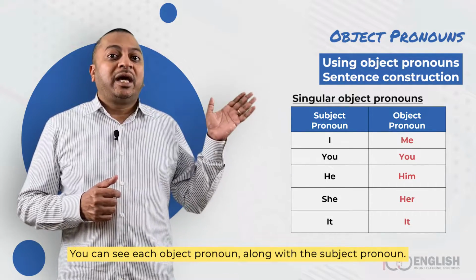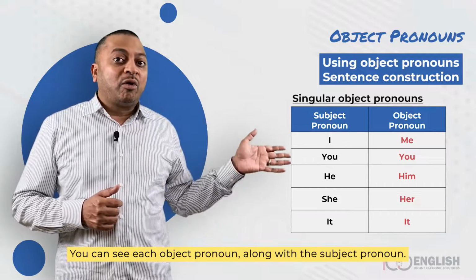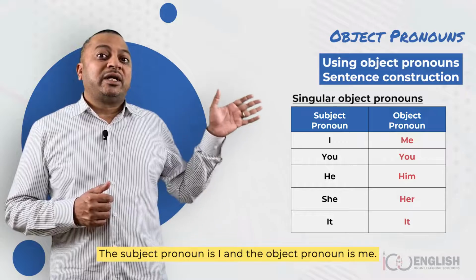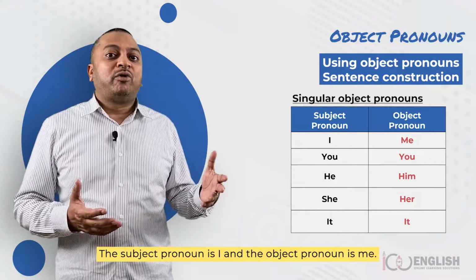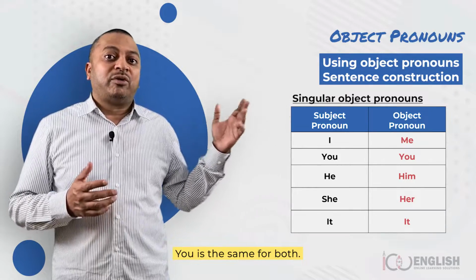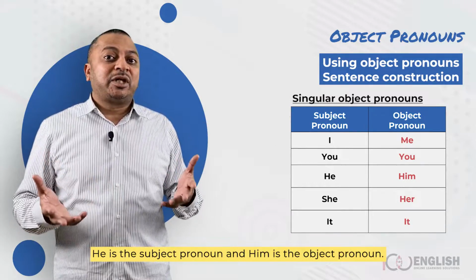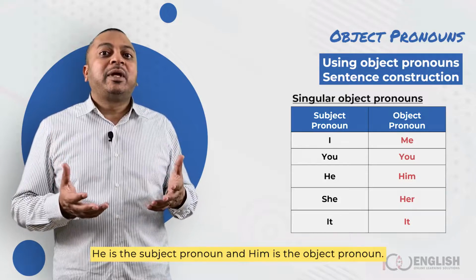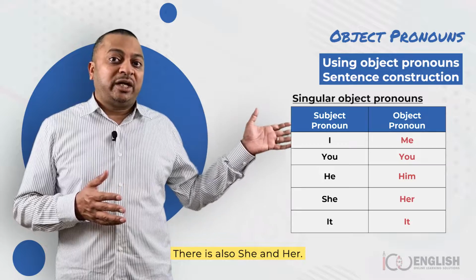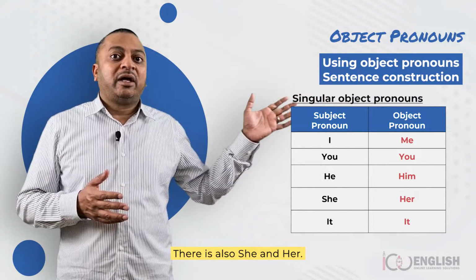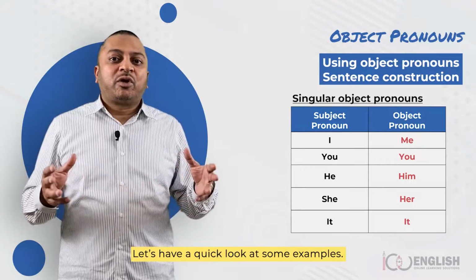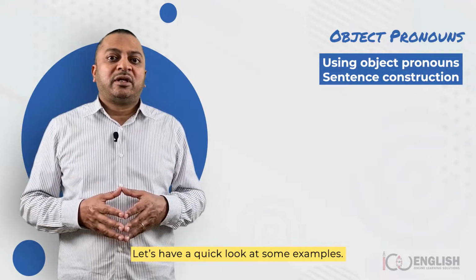You can see each object pronoun along with the subject pronoun. The subject pronoun is I and the object pronoun is me. You is the same for both. He is the subject pronoun and him is the object pronoun. There is also she and her, and it is the same for both. Let's have a quick look at some examples.